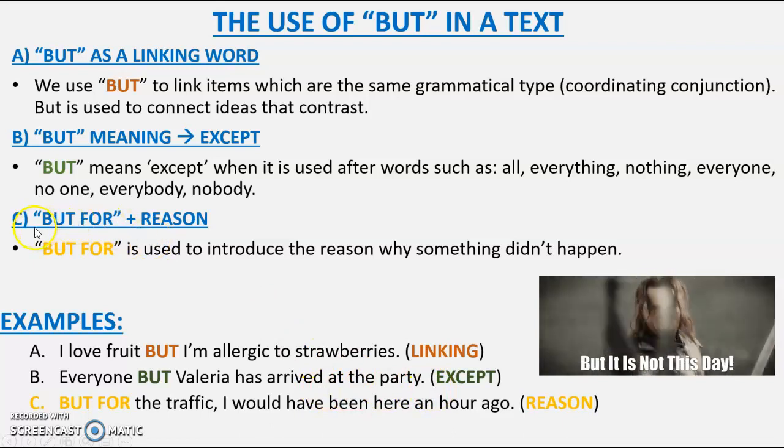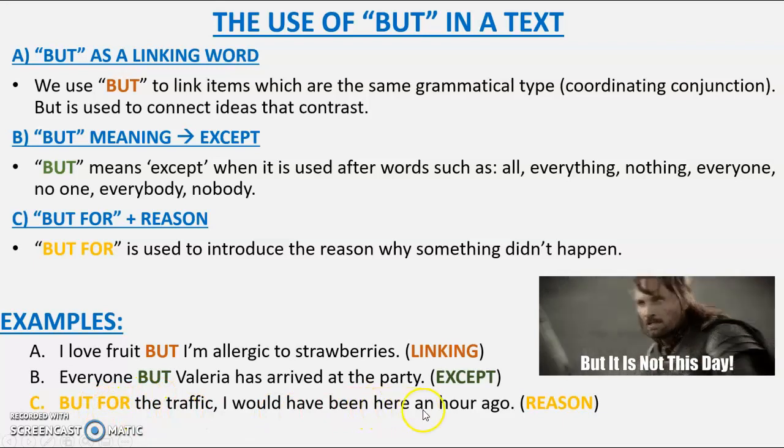And C, but for plus a reason. But for is used to introduce the reason why something didn't happen. But for the traffic, I would have been here an hour ago. That happens a lot here.